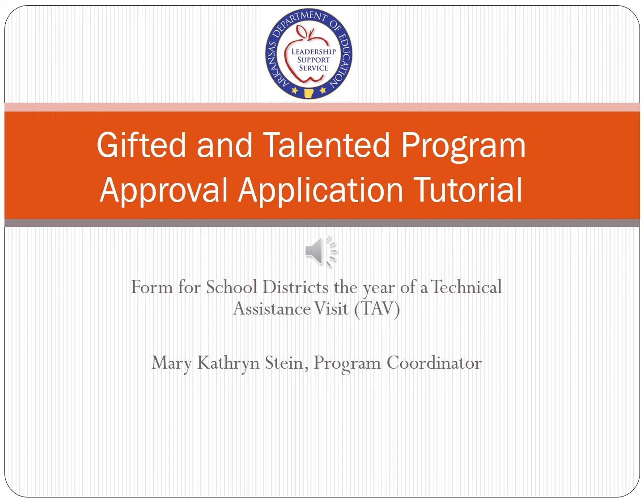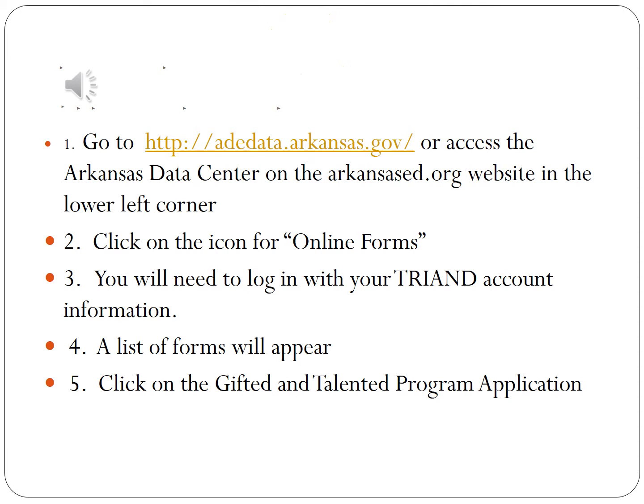The first step in completing your annual GT program application is to access the application online. Here are the steps involved in finding your district's online application form. You will need a Try-and password to access the form, which provides the security for the forms. You may need to get a Try-and password from your district if you do not have one.